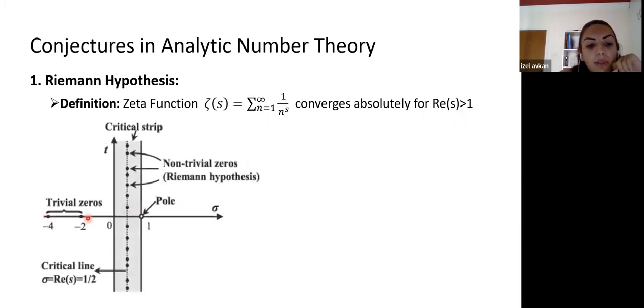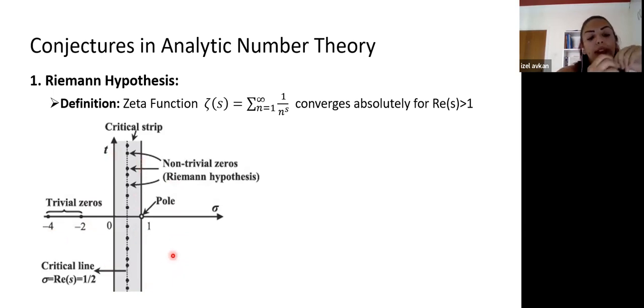Here you can see a graph. The x-axis is labeled as sigma, and the vertical axis is labeled as t. This region is defined as the critical strip, where sigma is between 0 and 1, and t goes to infinity in both directions. The zeta function has two types of zeros, trivial zeros and non-trivial zeros. Trivial zeros are those that lie outside the critical strip, and non-trivial zeros are zeros that lie inside the critical strip. We know the trivial zeros are at negative even integers, and we know that there are no zeros on the lines sigma equal to 1 and sigma equal to 0.